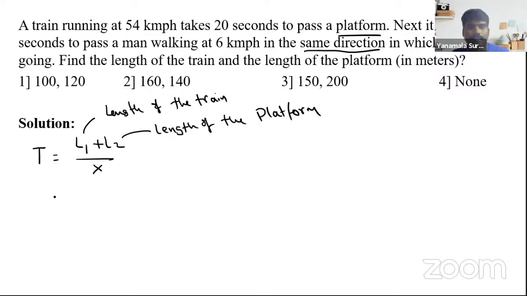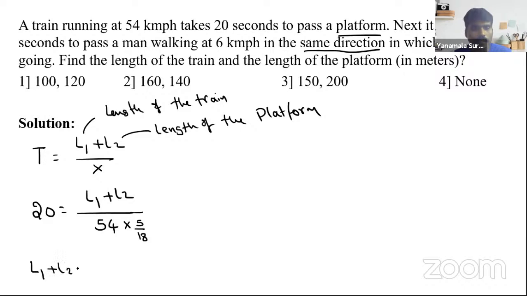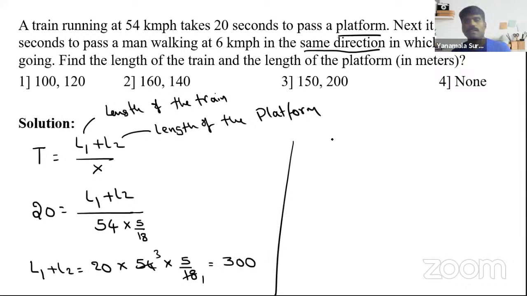First of all, we don't know the values of the length of the train and the length of the platform. Time, how much they had given? 20 seconds. L1 plus L2, we don't know. Just write it down like this. Speed, how much they had given? 54 kilometers per hour. So conversion is required. Now, L1 plus L2 equal to 20 into 54 into 5 divided by 18. 18 ones are 18, threes are 5 threes are 15, 15 into 2 is 30, 30 and 0. So 300 meters. Now L1 plus L2 equal to 300 meters.